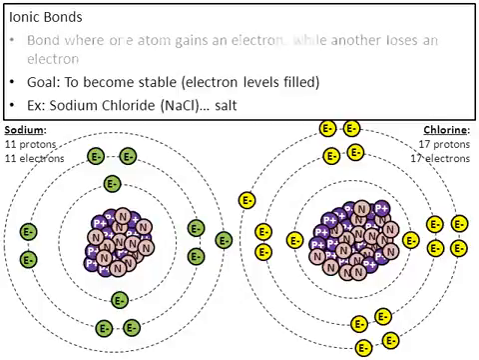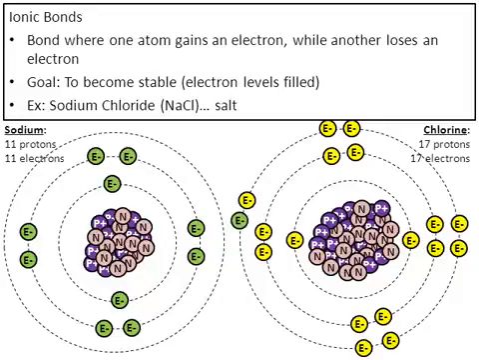Look at my definition. An ionic bond is where one atom gains an electron, but another loses. Watch what chlorine does. 3, 2, 1. Chlorine is stealing an electron from sodium. That's going to completely change the amount of electrons that each has. Sodium used to have 11 electrons, but it just lost one. It only has 10. Chlorine used to have 17 electrons, but it just stole one. It just gained one. It now has 18.